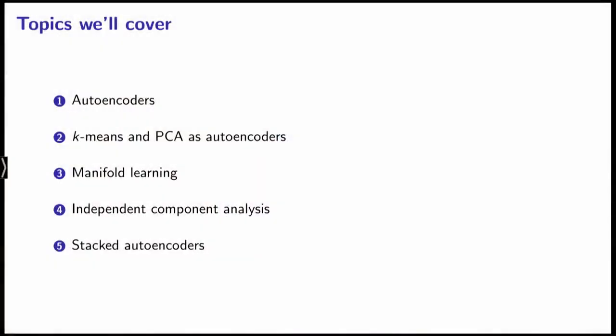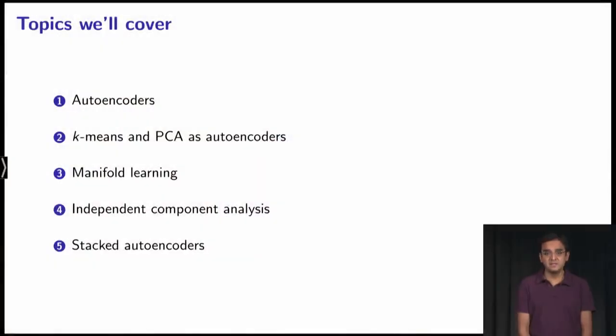So we'll see what an autoencoder is, and we'll look at how clustering and projection can be expressed in this framework. We'll then turn to some other kinds of autoencoders that are also commonly used: manifold learning and independent component analysis. Finally, we'll end by looking at the prospects for stacking autoencoders in order to arrive at a multi-scale hierarchical representation of data.